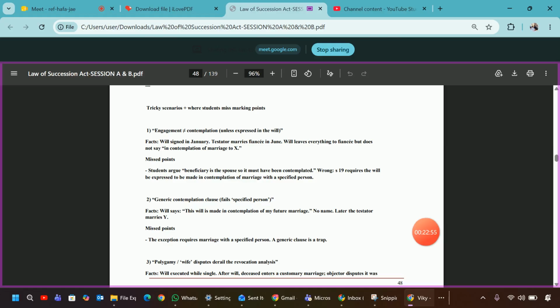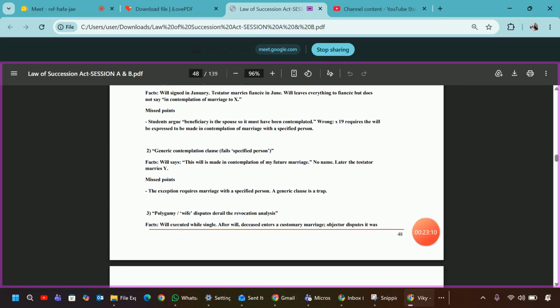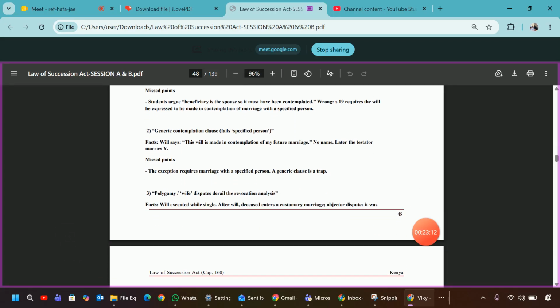Missed points is that students argue beneficiary is the spouse, so it must have been contemplated. This is wrong because Section 19 requires the will to be expressed to be made in contemplation of marriage with a specified person. Key takeaway number 2, generic contemplation clause fails specified person.